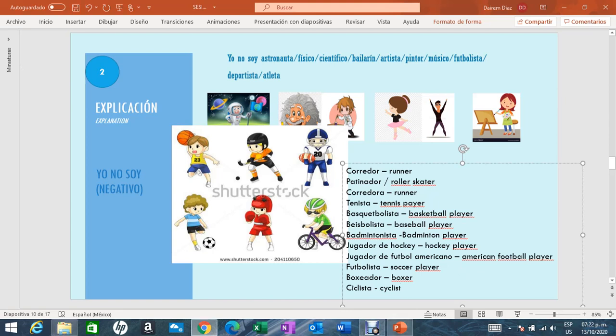Yeah, cyclist. Checking very quickly on the internet. Yeah, cyclist. Okay, so this is the vocabulary that we have for this slide.